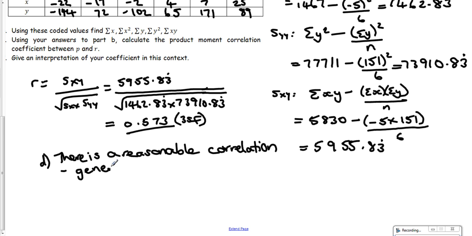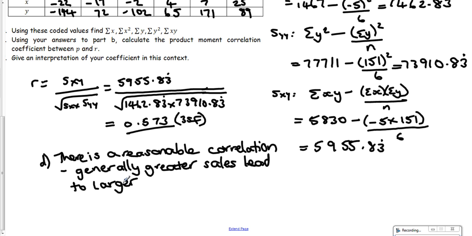Generally, we might say, generally, greater sales lead to larger numbers of phone calls. Again, I'd be more convinced by that link if we were getting up towards 0.7, 0.8.